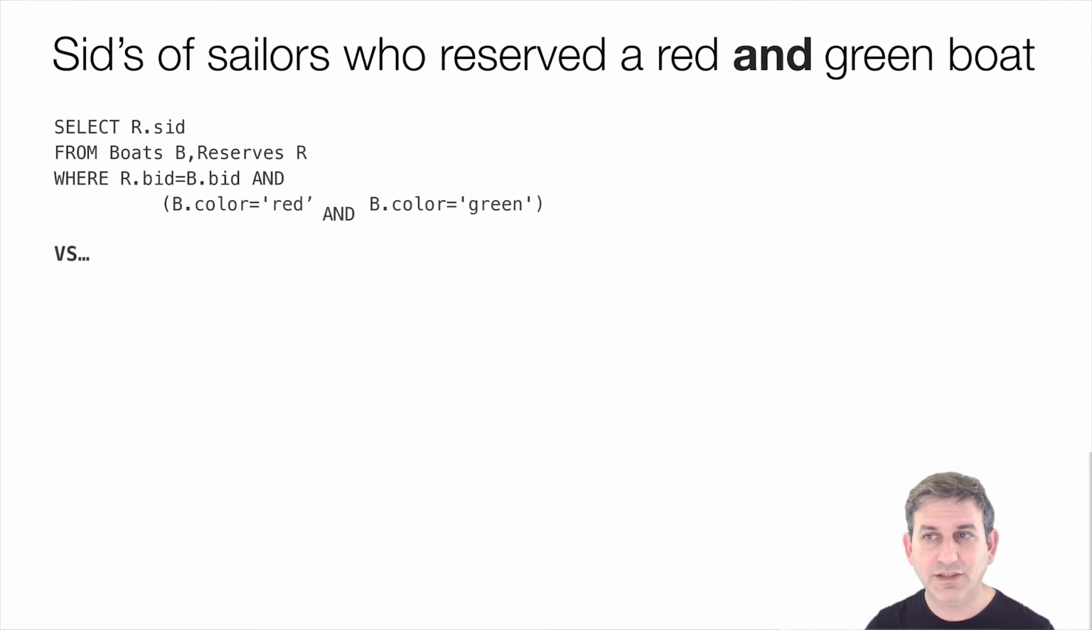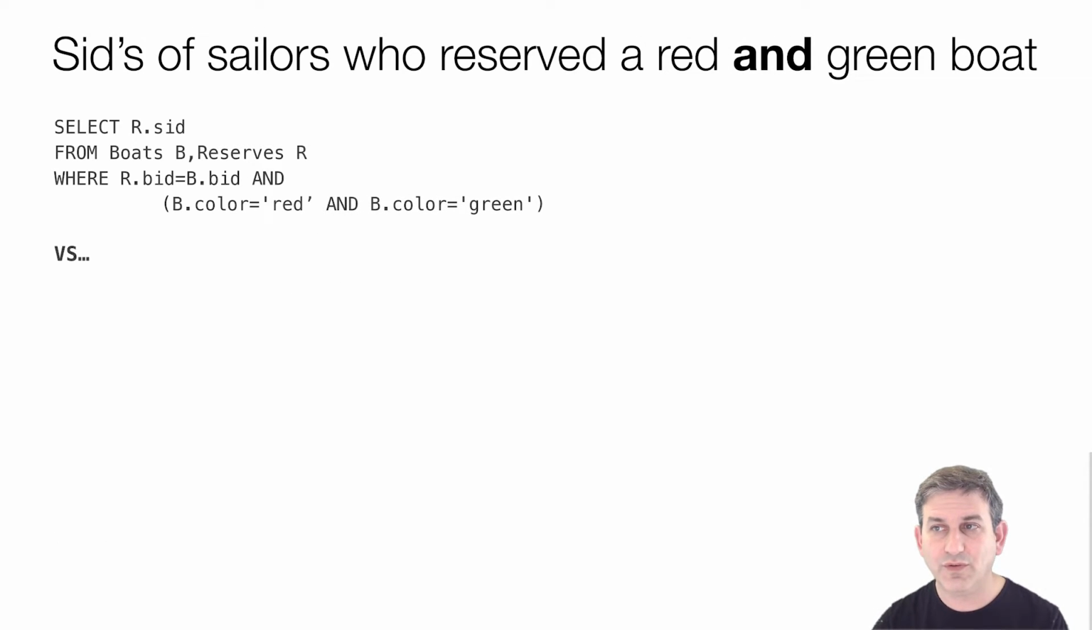Now, let's make a subtle change. Let's look at the SIDs of sailors who reserved a red and a green boat. So I want a sailor who's reserved both colors of boat. So let's look at this first query. What are we going to do? We're going to find pairs of boats and reservations that match on the BID, and the boat color is red and the boat color is green. Think about that for a minute.